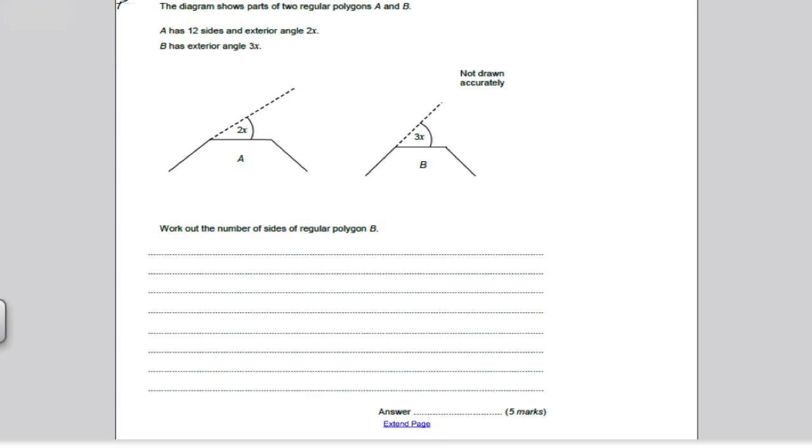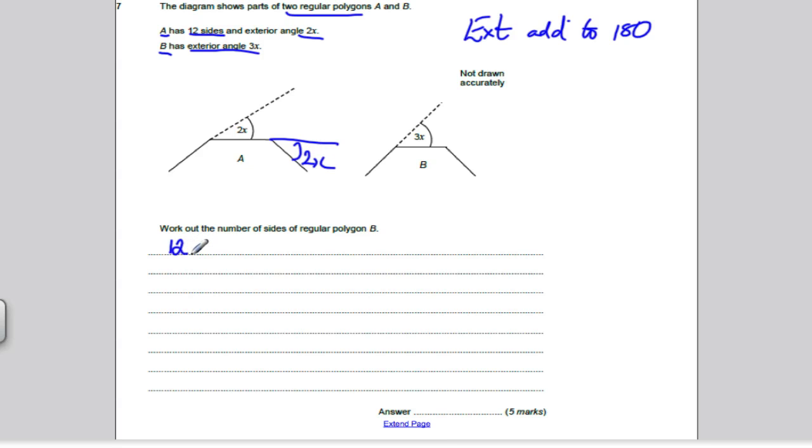Okay, it says that the diagram shows 2 regular polygons. Regular means that interior angles are all the same and so are the exterior. It says A has 12 sides and an exterior angle of 2x. B has exterior angle of 3x. Work out the number of sides in B. Well, fact you know, exterior angles of any polygon add to 180. You should know that. Now, if shape A has 12 sides, it has 12 exterior angles as well. It has an exterior angle for each of its sides.